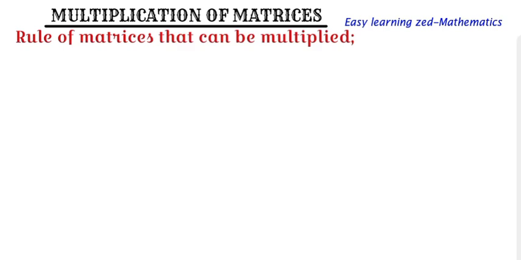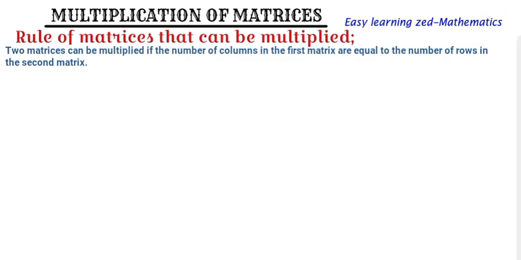So we're going to talk about the rule of matrices that can be multiplied. How should the two matrices that are supposed to be multiplied be? Two matrices can be multiplied if the number of columns in the first matrix is equal to the number of rows in the second matrix. This is the golden rule of multiplying matrices. So this rule is stating that the number of columns in the first matrix should be equal to the number of rows in the second matrix.